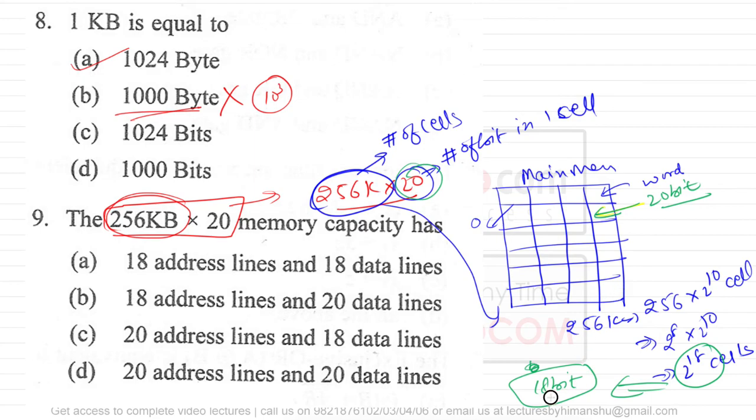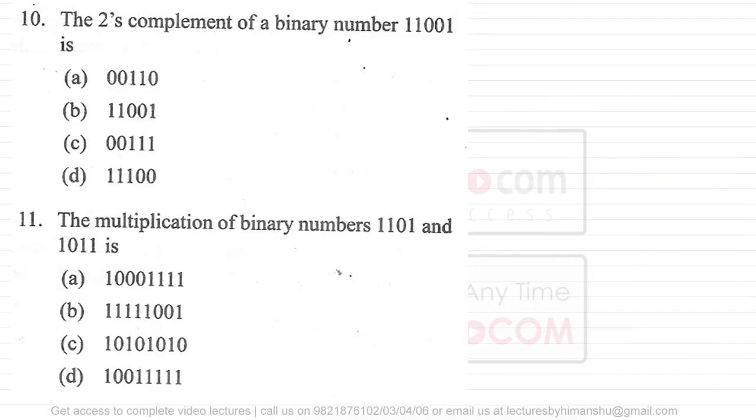Therefore, there are 18 address lines. And because one cell contains 20 bits, we are going to have 20 data lines. So for this question, 18 address lines and 20 data lines is the correct answer. Option A is wrong, option C is wrong, option D is wrong, and option B is the correct answer. Now this is question number 10 here. I think we should discuss until question number 10 in this video.